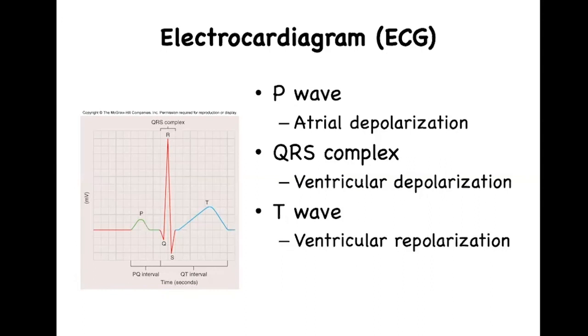Notice that there is no atrial repolarization. That's because it is occurring during the QRS complex, and the QRS complex is hiding it, so you can't see it. So you're not going to be able to see atrial repolarization. It is not on the graph.